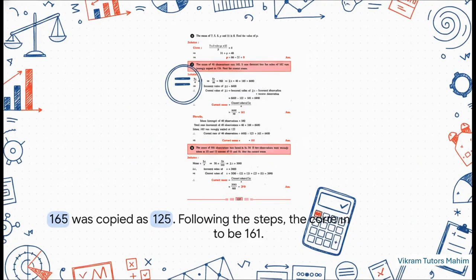So in this case, someone accidentally wrote down 125 when it should have been 165. That mistake messed up the mean. So we follow our detective steps. First, we find the incorrect total that was used. Then, we take that total, subtract the wrong number, 125, and add back the right one, 165. That gives us our corrected total. We divide that by the number of students, and what do you know? The real mean was 161 all along.